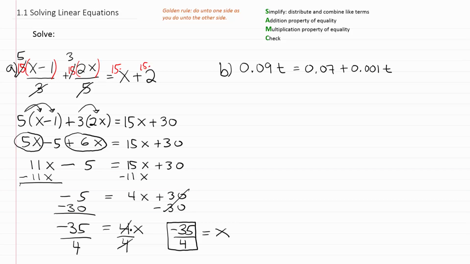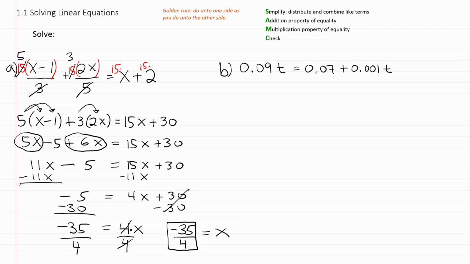35 has 7 times 5 in it, and 4 just has 2's in it, so it doesn't look like we're going to be able to simplify that any further. Okay, so we can leave that as our answer. You can check, and you probably should to be safe, but we're going to trust that we solved the problem correctly and not plug negative 35 over 4 back into that equation. You can tell that checking here would be a little bit of a headache.